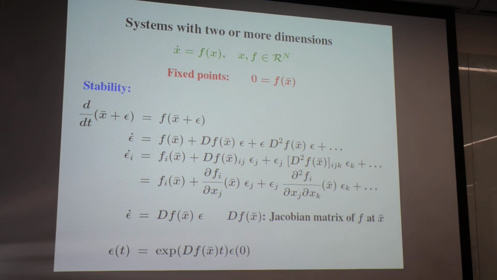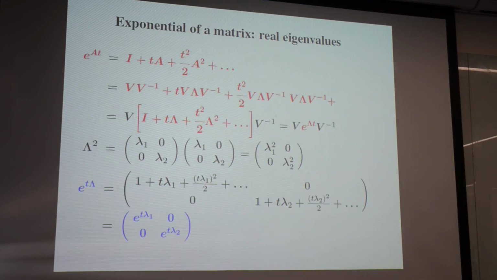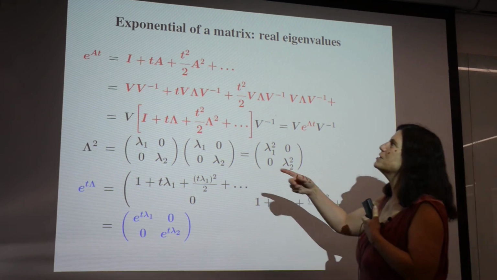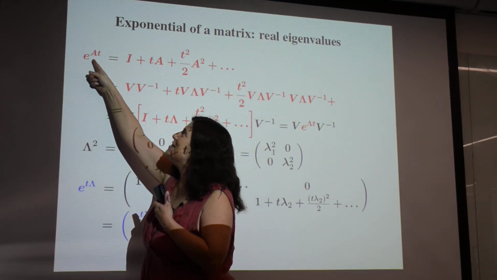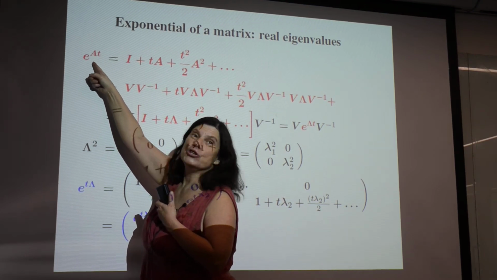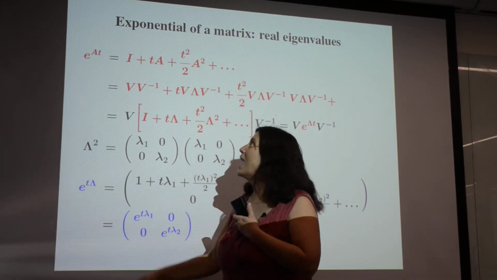Now, what does this mean? Let's look at a matrix that has real eigenvalues. And the way I like to do it is with Taylor series. Taylor series will tell you everything about functions. So the Taylor series of e to the At, this is a matrix, and this is going to be a matrix.